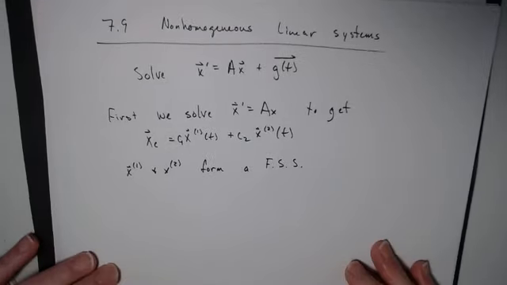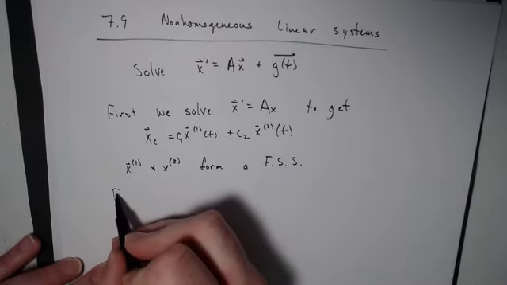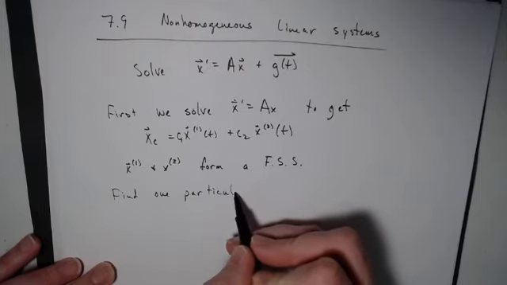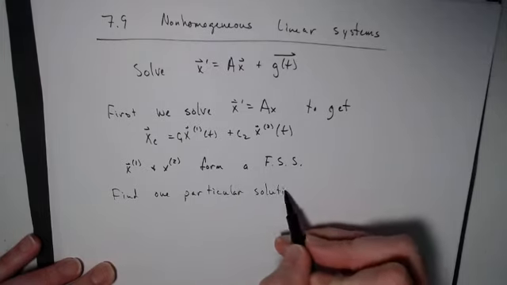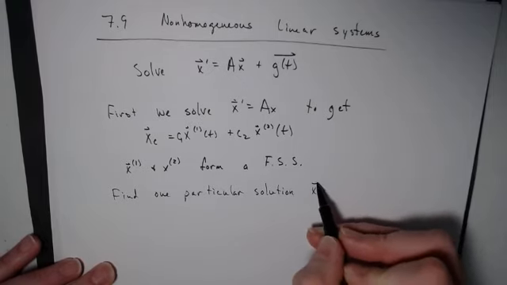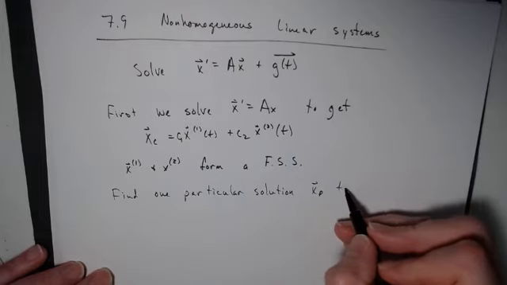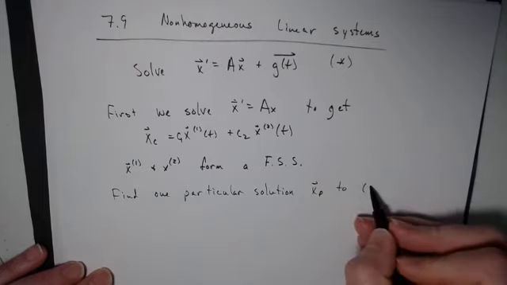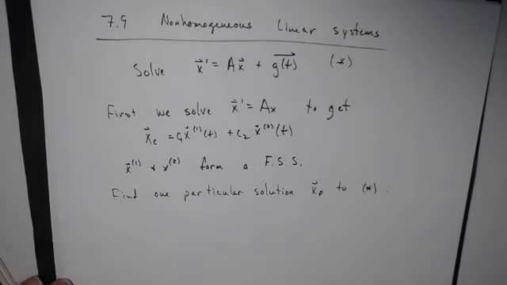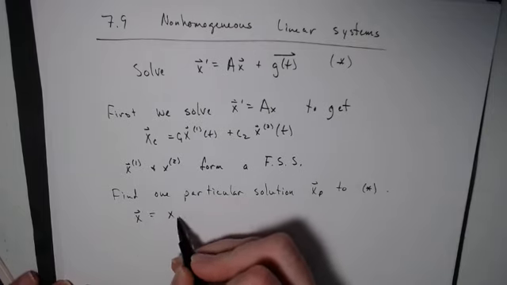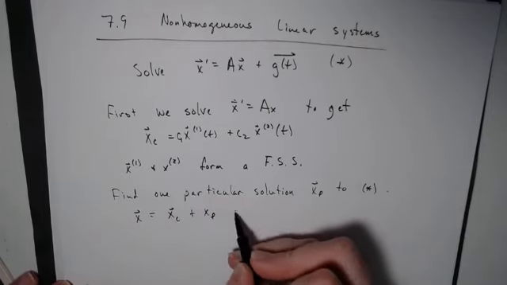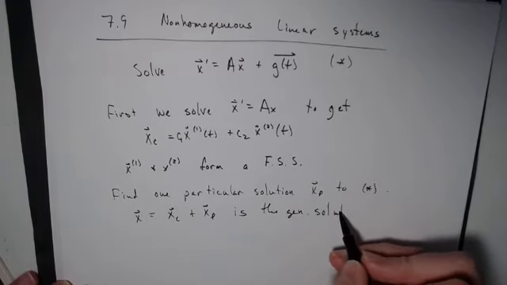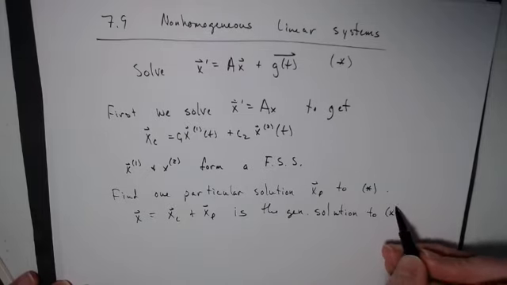At this point, we need to find one particular solution xp to, let's go ahead and call that star. We're going to use it a bunch. Then x equals xc plus xp is the general solution to star.